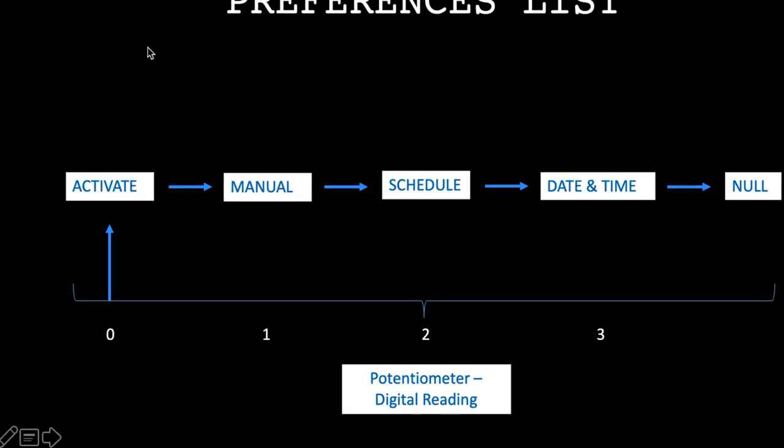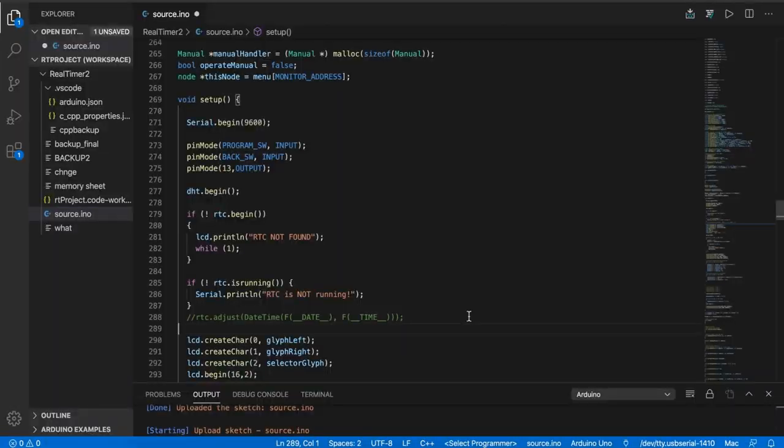Now the preferences are made up as a list. First, the activate is the head, and then we have the manual, the schedule, date and time, and null. And wherever we switch the potentiometer, we will be able to switch between these nodes of this list. So this is on the position 1, this is 2, and this is 3. Now let's look at the code.